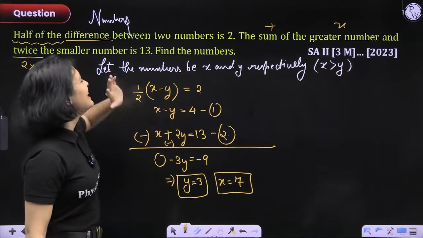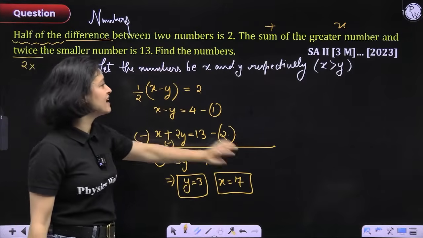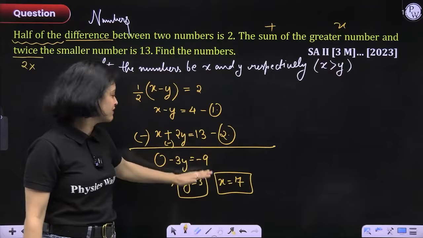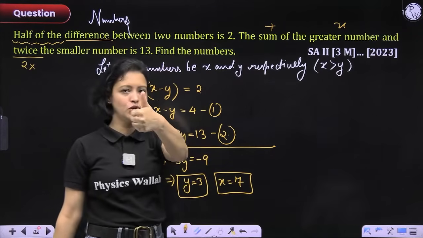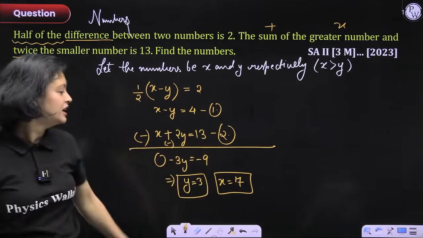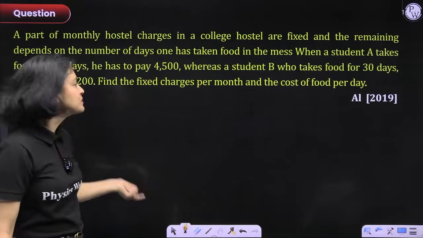Good to go. Next, the sum of the greater number, which is 7, plus twice the smaller number. 7 plus twice of 3 is 6. So 7 plus 6 is equal to 13. Good. So you can always verify your answers within seconds. Okay? So I think this one was easy.